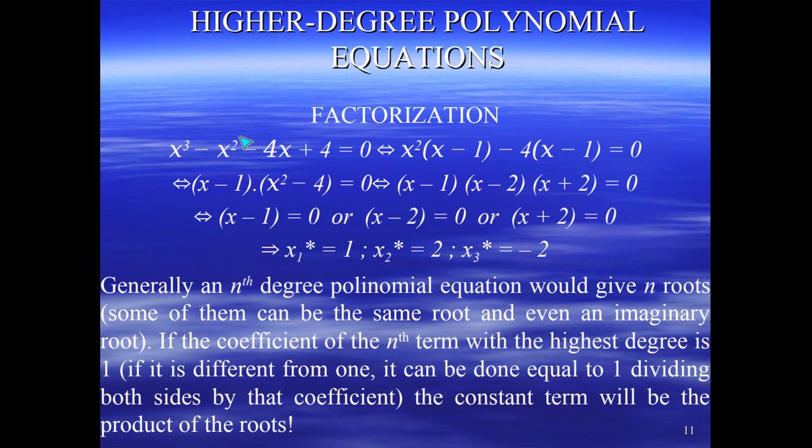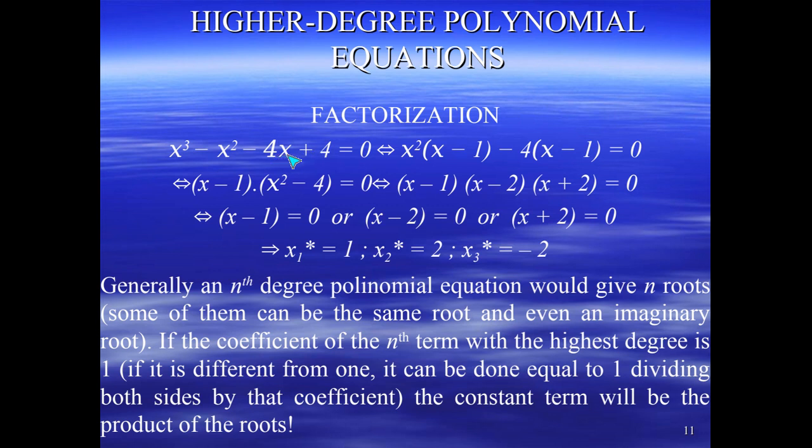Well, here it is easy. From the first two terms, we can take x squared as a factor, and then we remain with x minus 1. So the first two terms give us x squared multiplied by x minus 1.